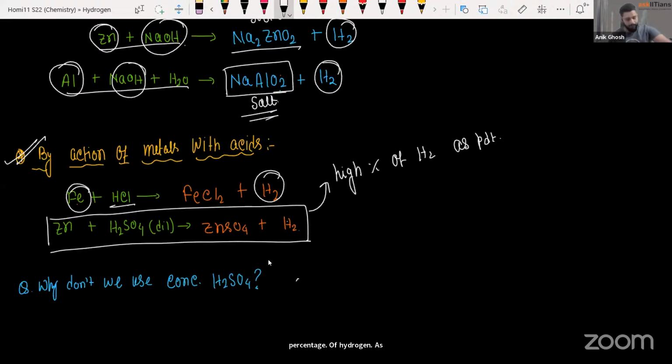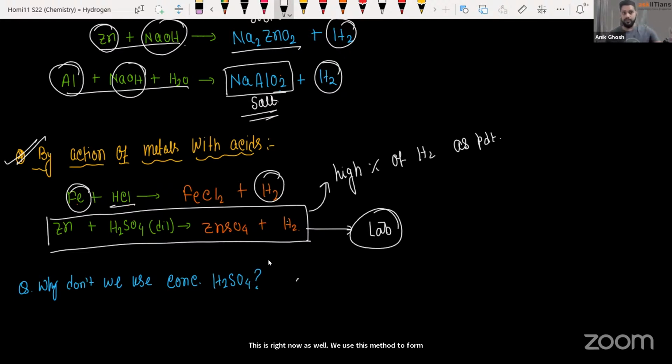So earlier, guys, before we had the Lane method or the Bosch method that I'm going to teach you, this is the method we used in the industries as well. In the lab, if you have to make hydrogen, this is the method that you're going to use. This is right now as well. We use this method to form hydrogen gas in the labs.